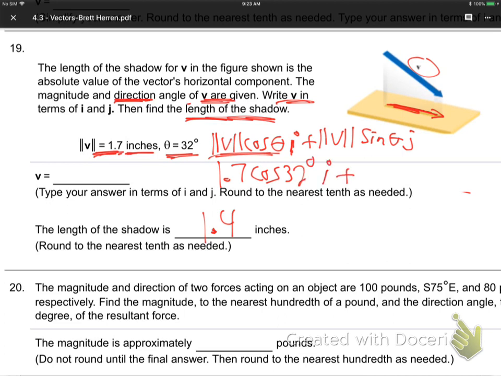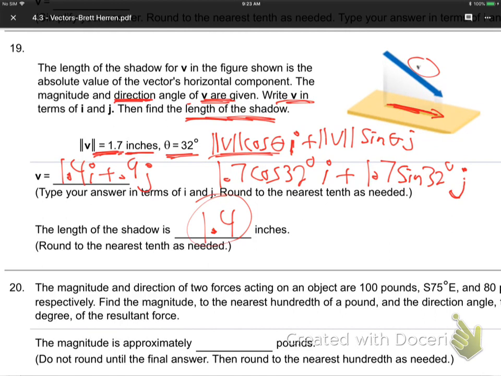You would still have the 1.4i though, right? It's still going to be 1.7. Yeah, right. The other one's going to be sine 32j. And so 1.7 sine 32. I'm getting, so it's going to be 1.4i, and I got 0.9. Did y'all get 0.9? j. And so then the length of the shadow is just the 1.4. Like that. Let me double check. Yeah, we good on that? That makes sense? Questions on that one? So a shadow is a horizontal component.